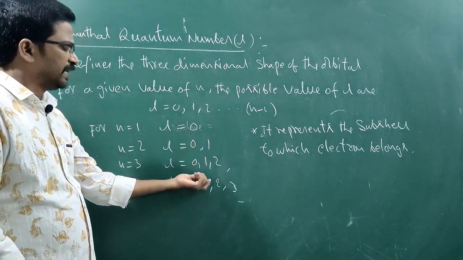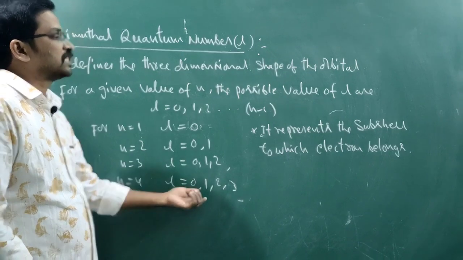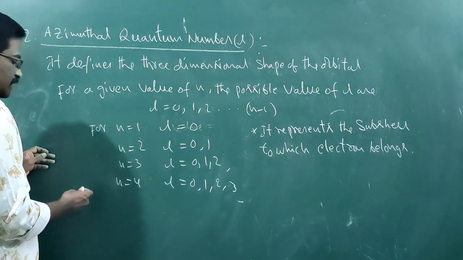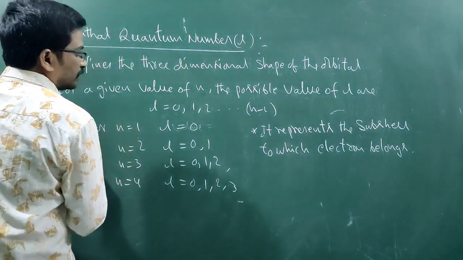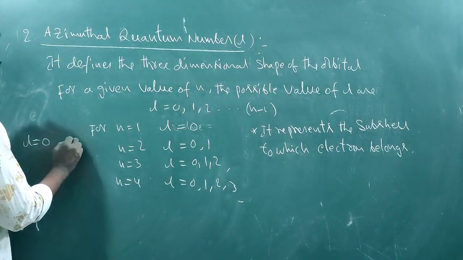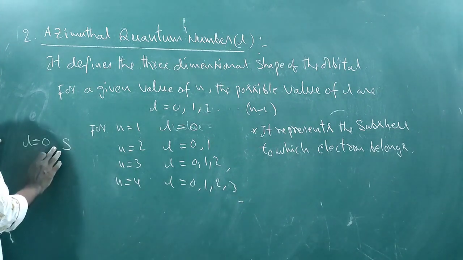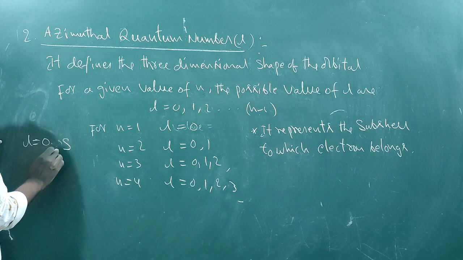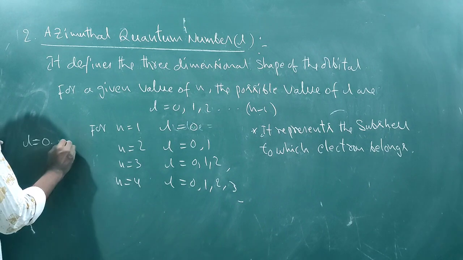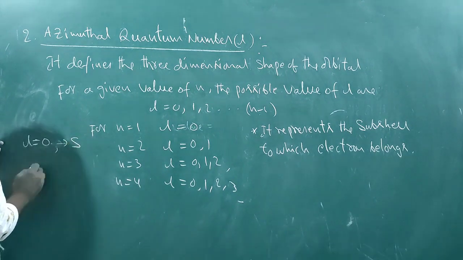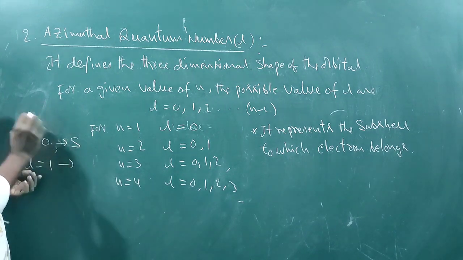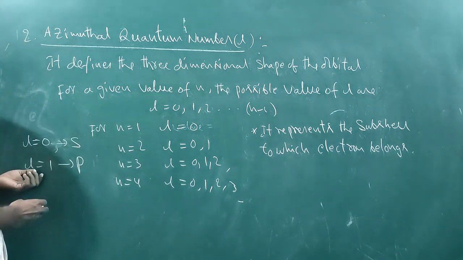These values indicate subshells. The L value indicates the subshell. L is equal to 0 is known as the s subshell. L is equal to 0 means it belongs to the s subshell. For L is equal to 1, the electron is present in the p subshell.